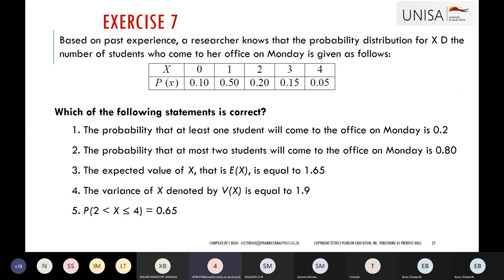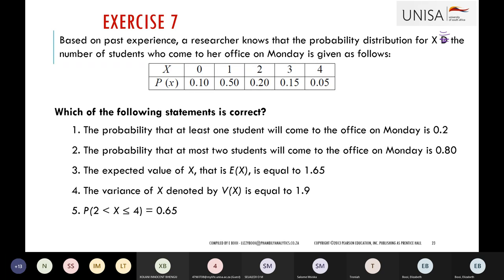Based on past experience, a researcher knows the probability distribution of X, where X is the number of students who come to her office on a Monday. We did a similar question before, but now we have different statements. Which of the following statements is correct?